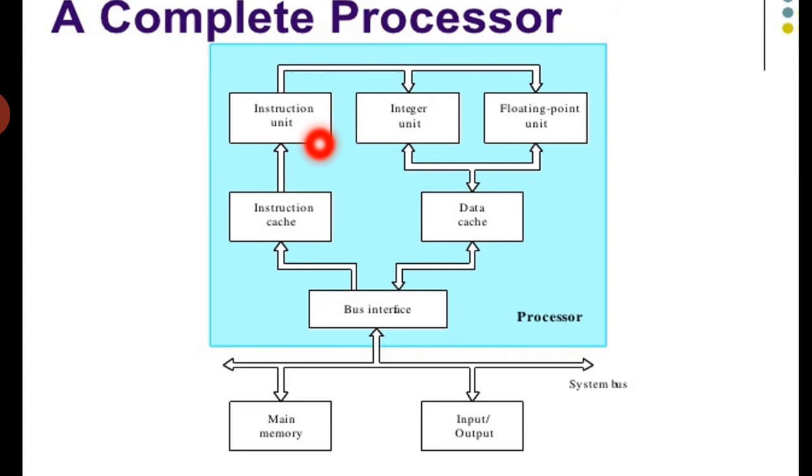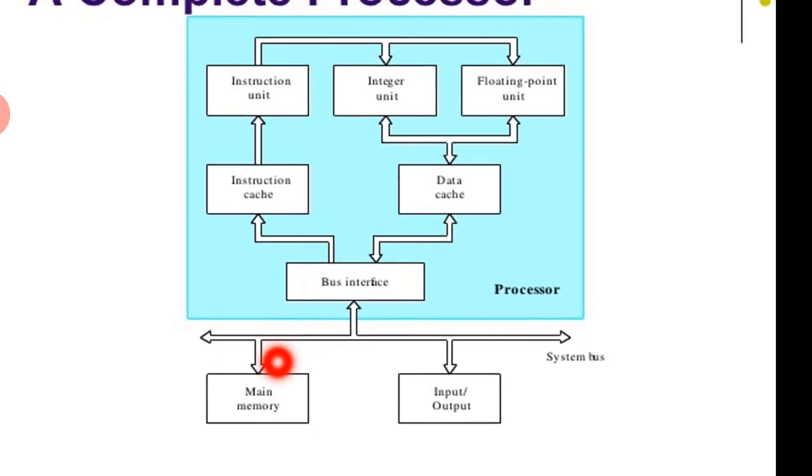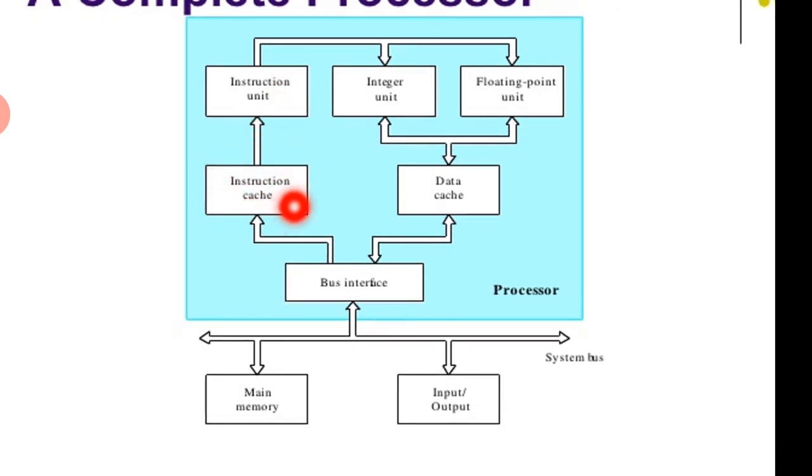This structure has an instruction unit. It fetches the instruction from the instruction cache. Okay, so the instruction unit fetches the instructions from the instruction cache or from the main memory. If that instruction is not present in the instruction cache, it will search the instruction in main memory when the desired instructions are not already in the cache.